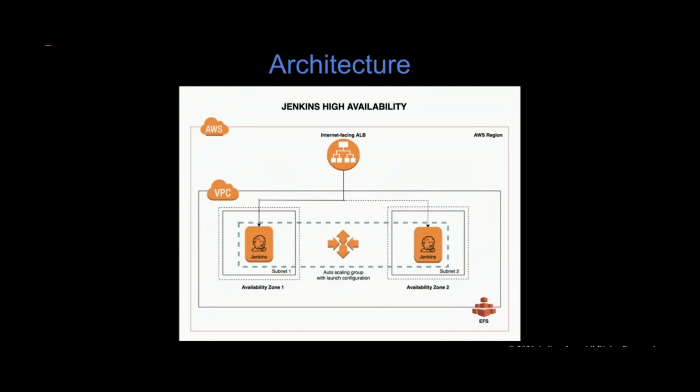The launch configuration is essentially a template for spinning up a new Jenkins master. And finally, an elastic load balancer, preferably an application load balancer, so that your end users can reach your Jenkins master using the ALB DNS name without actually having to worry about the actual IP addresses of the backend Jenkins master that they are pointing to. Now that we've gone over the architecture, let's go ahead and see how you can set it up using Terraform.